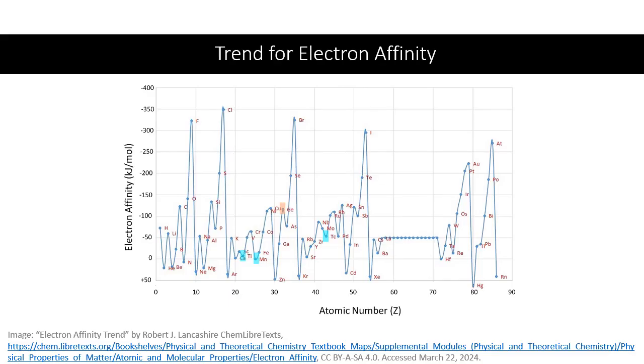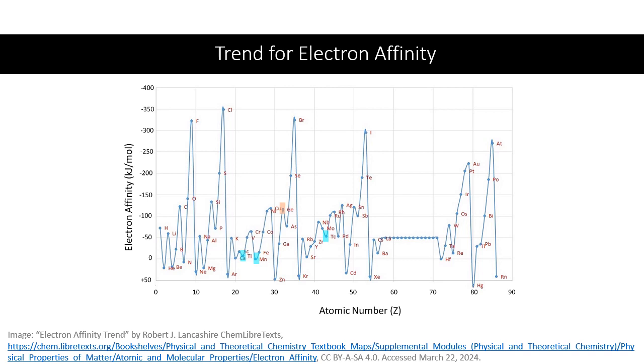We're going to talk through some of the features of this graph. Electron affinity versus atomic number. Now, atomic number is increasing from left to right. Totally normal. But when you look at the electron affinity, the axis goes from negative numbers at the top to positive numbers at the bottom. That's the opposite of what we normally see. So why is it graphed this way?